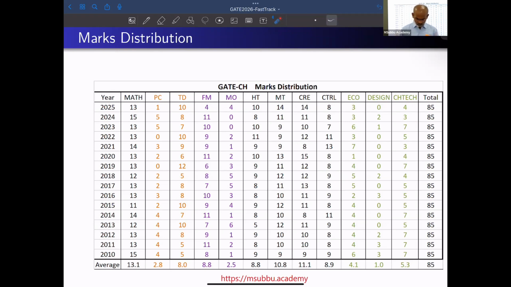Okay, so this is the mark distribution. Roughly, this cross calculation and thermo together are 10 marks. These two are 10 marks. This everything is 10 marks, and these three are 10 marks. Max about 13 marks. Fine.